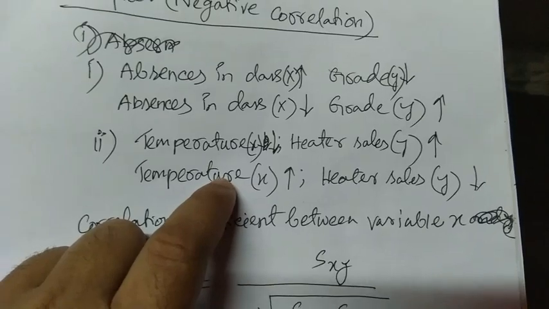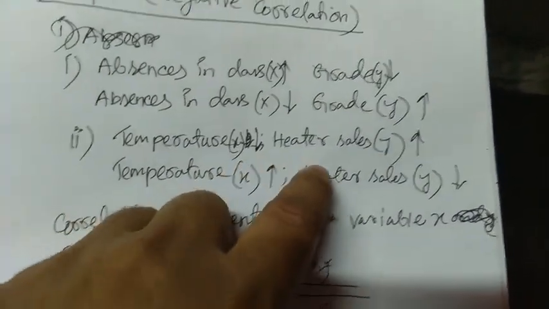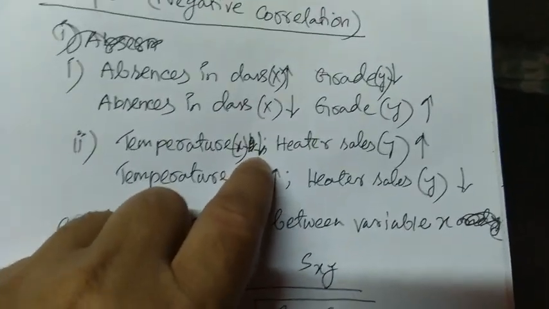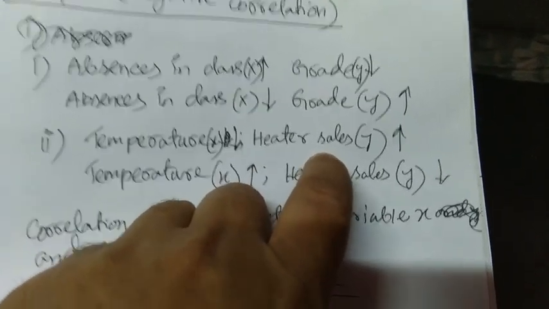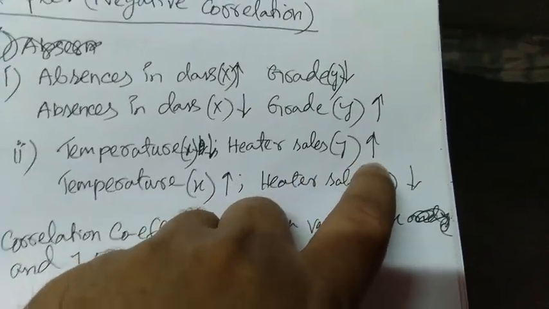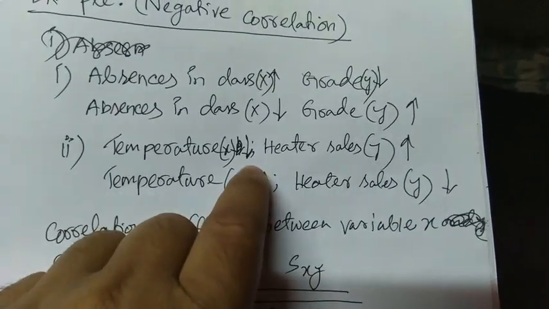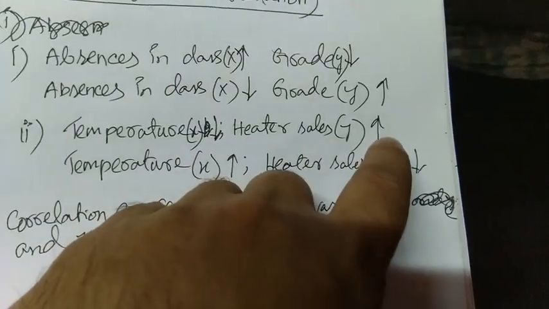There is negative correlation. Temperature. If temperature falls, heater sales will go up. That means if it gets colder and colder, you will need more and more heating for your home. That means heater sales will go up. That means these are negatively correlated, with the fall in temperature you will need more and more heaters.